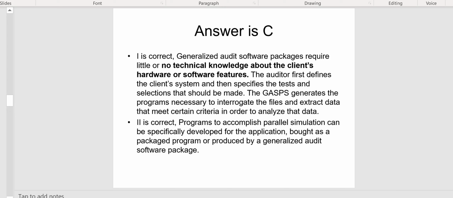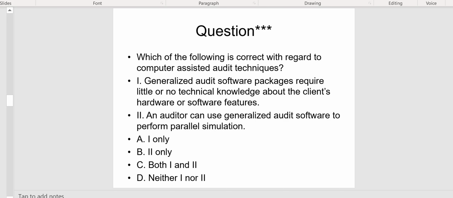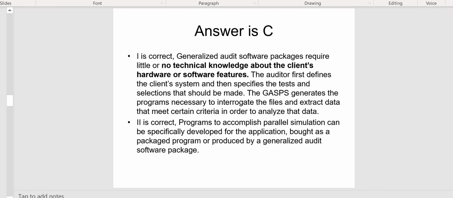Programs to accomplish parallel simulation. Remember, number 2 here asked about the relationship between generalized audit software and parallel simulation. And programs to accomplish parallel simulation can be specifically developed for the application or bought as a packaged program or produced by a generalized audit software package. Remember, in parallel simulation, we're using client data to test 2 systems and investigate any differences.